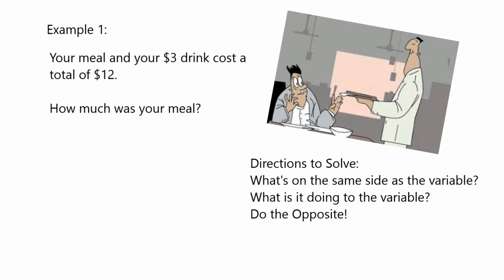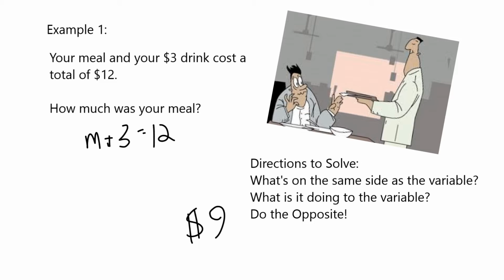If you said $9, then you were correct. The meal cost $9. Without even knowing it, you were using algebra in your head. The meal plus the $3 drink cost $12.